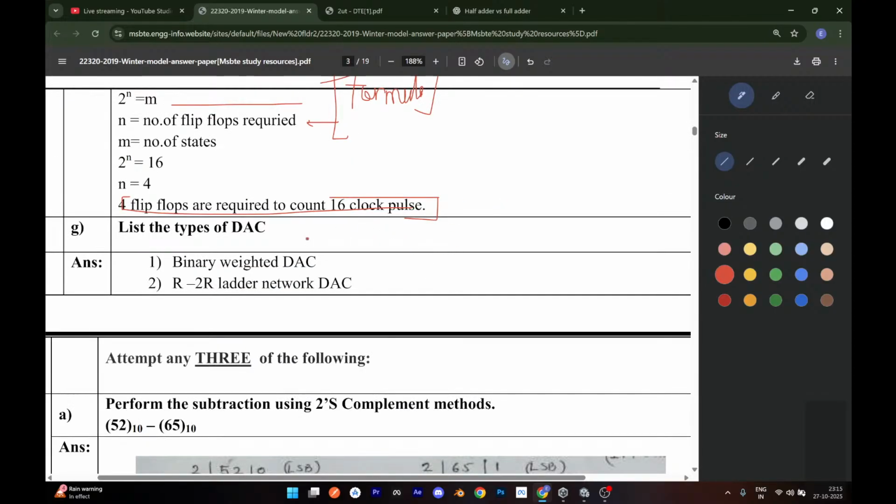After that, the next question is write the types of DAC. Okay, so there are mainly two types. Even this question has come in our question bank. Okay, so binary weight DAC and R2R ladder DAC.